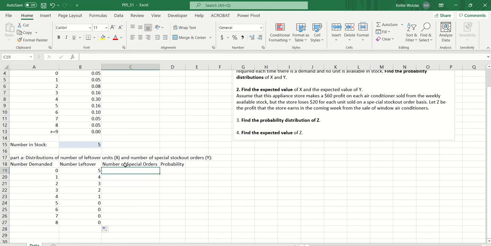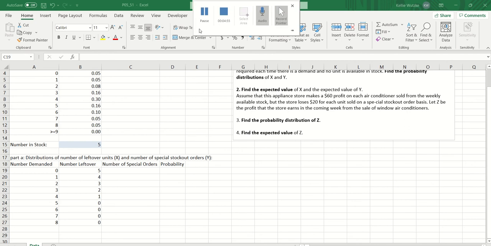Now we need to figure out the formula for the number of special orders. I'm going to leave this one up to you, but keep in mind that to calculate special orders, we need to know whether the number demanded is greater than the number in stock. If the number demanded is greater than the number in stock, then our special orders will have to be the number demanded minus the number in stock. I'm going to pause for a minute and enter that formula, and you can do the same.